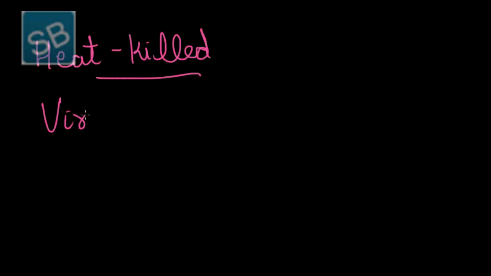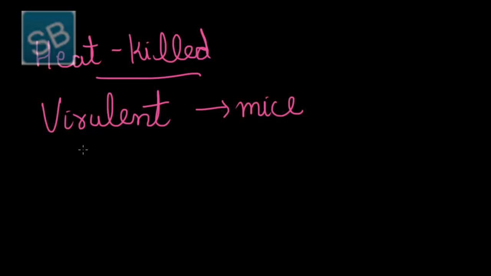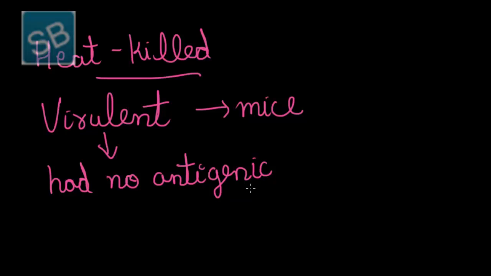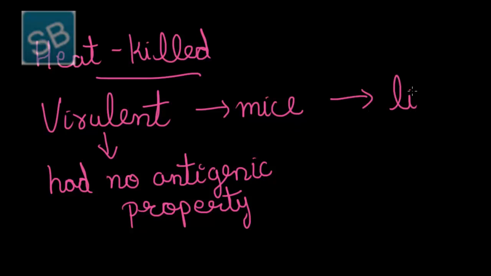In the first one, during the heat killed effect, when the virulent strain was inserted into mice, at that time, this virulent strain had no antigenic property. Because due to heat killed effect, the virulent strain, that is S3, got destroyed. And as a result, the mice lived. Moreover, the analysis of this dead mice or lived mice showed that the heat killing effect gives rise to the transformation effect.